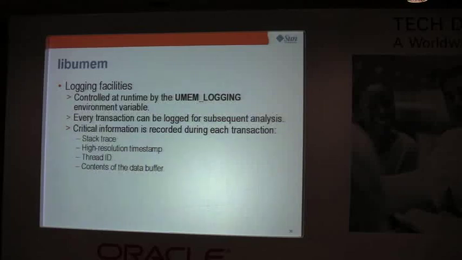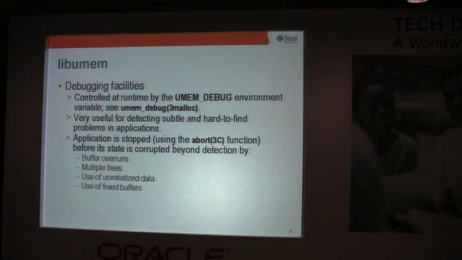Critical information for each transaction that you can get in stack traces, high resolution, time-sensitive trade ID, and so you can set different levels of how much data you actually want to log. If you want to log everything, you can basically know exactly what microsecond it was accessed, exactly from where, and what data, and so on and so forth. So you can get a lot of information.